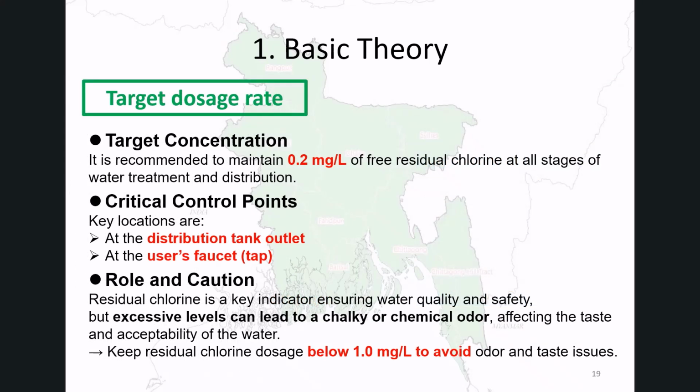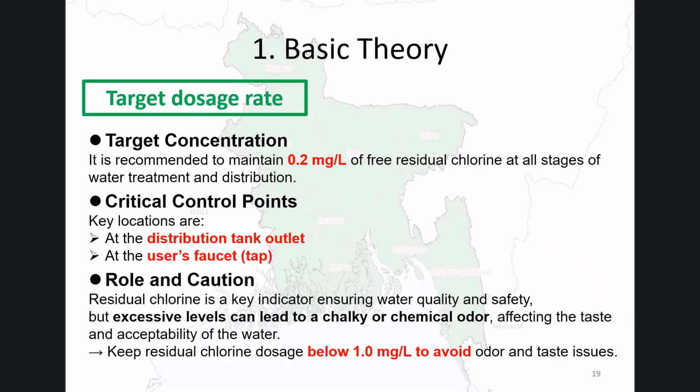A clear target for chlorination is necessary to ensure both safety and acceptability of drinking water. The recommended target is to maintain 0.2 mg per liter of free residual chlorine throughout water treatment and distribution. Two critical control points are emphasized. One is at the distribution tank outlet, and the other is at the user's faucet. These points confirm whether chlorine remains effective after passing through the entire system. Residual chlorine is a key indicator of water safety.